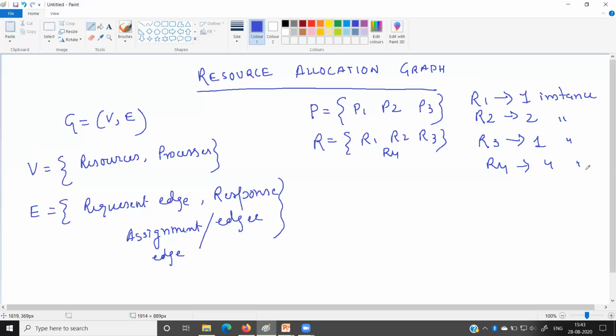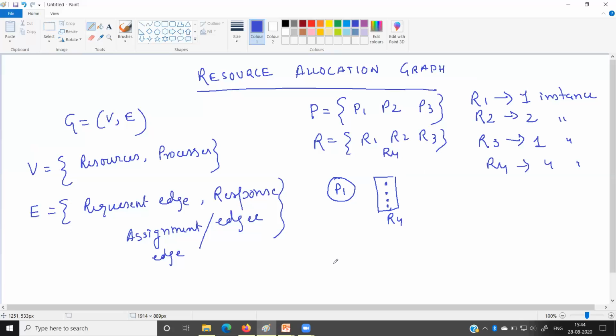Okay, so what will happen? P and R both are vertices. The process P can be represented by a circle. So if there is a process P1, we will write it inside the circle, and the resources will be represented in terms of a rectangle. So here the resource, let us say R4, and how many instances are there? 4 instances. So draw 4 dots. Each dot represents 1 instance. In this way we will represent the vertices.